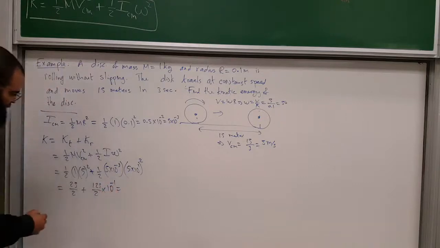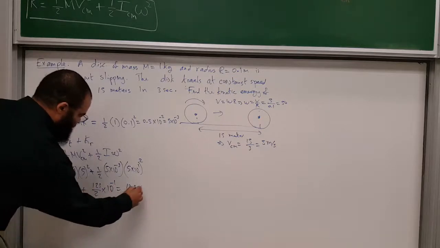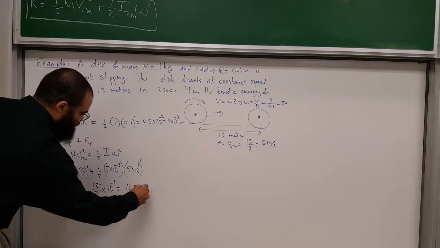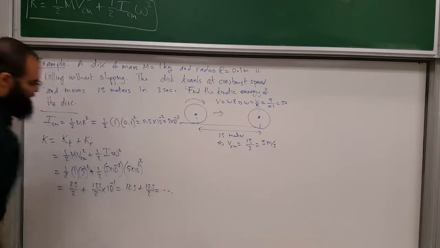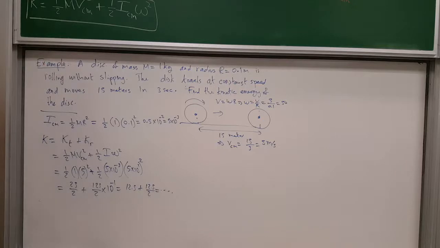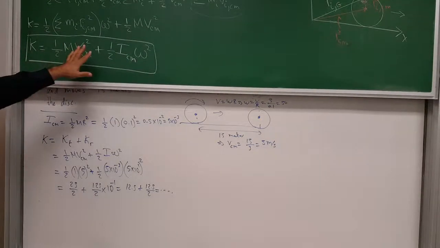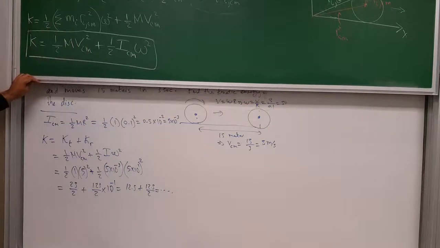So you get 12.5 from this one plus 10 to the minus 1 times this is 12.5, so it's 12.5 over 2. And you get the number of joules. Okay, I don't want to spend more time on this. Now, there is a nice way to actually derive this without going through all the work that I did.